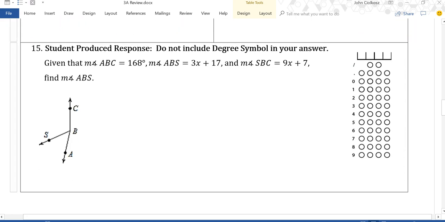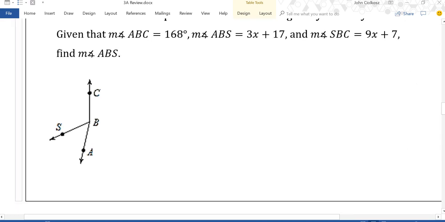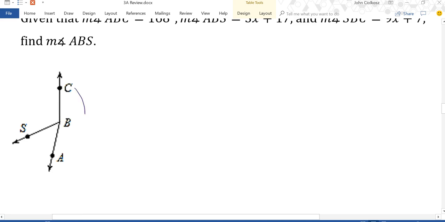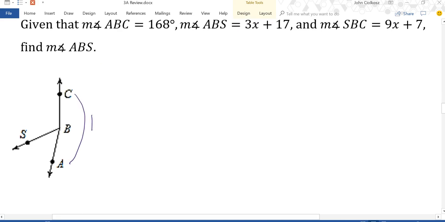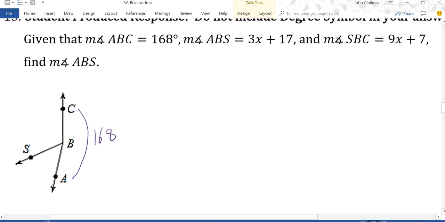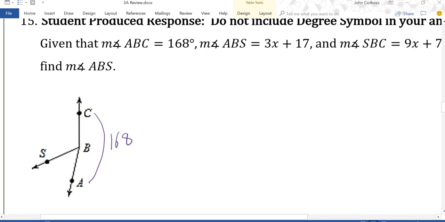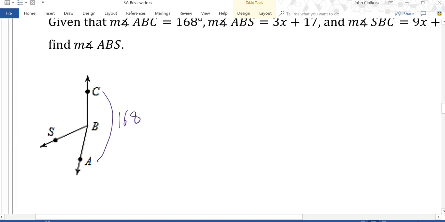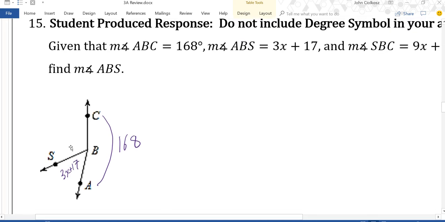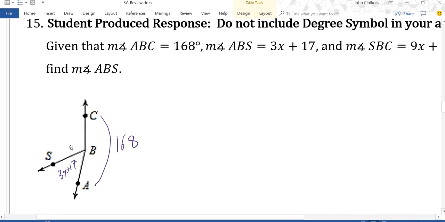Alright, this should look really similar to what we did on the board that day in class, so let's add some things up, right? So I got ABC, so my big angle here is 168. And again, your labeling may look different than mine. ABS is 3x plus 17, and then SBC is 9x plus 7.